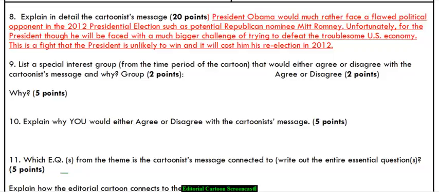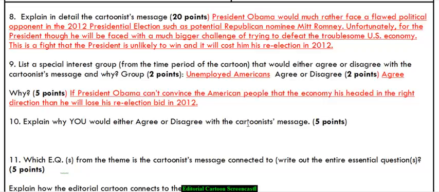That's just not possible. So we want to narrow it down to specific groups. And taking a look at the group that I chose here, we have unemployed Americans. Once again, I didn't say all Americans, but unemployed Americans, and there's a variety of other groups you could choose from, would agree. They would agree with the cartoonist's message. And why would they agree?